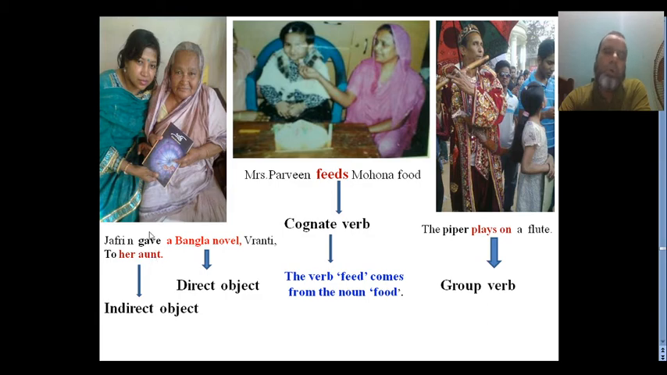So whenever we use an object that is a thing, that means a Bangla novel, it is called a direct object. And when we use a personal object, then it is called an indirect object.